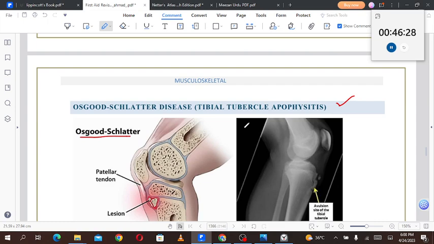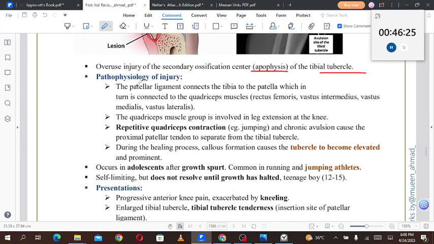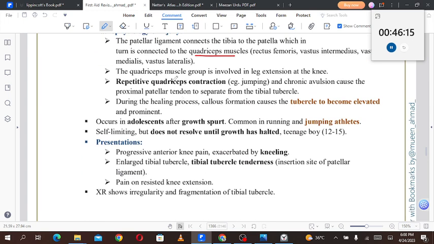As for the pathology of the injury: the patellar ligament connects the tibia and patella, which in turn is connected to the quadriceps muscle: rectus femoris, vastus intermedius, vastus medialis and vastus lateralis. The quadriceps muscle group is involved in leg extension at the knee. Repetitive quadriceps contraction, for example jumping, and chronic avulsion cause the proximal patellar tendon to separate from the tibial tubercle. During healing, callus formation causes the tubercle to become elevated and prominent.